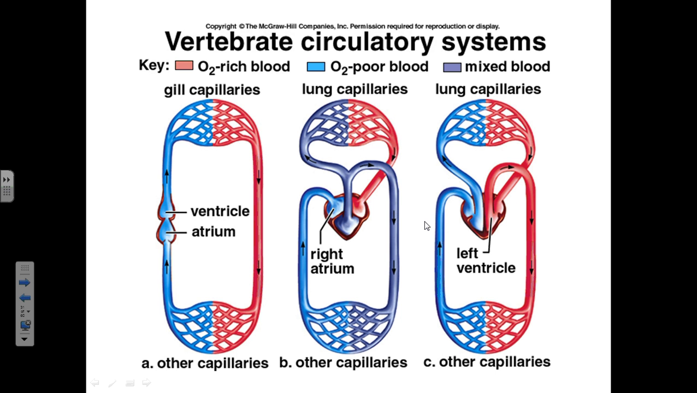Those both go into the bottom chamber. Bottom chamber is the ventricle. And when they go in, what happens to the blood? It gets mixed, which means it doesn't have nearly as much oxygen as it would in you. And that goes out to the body.